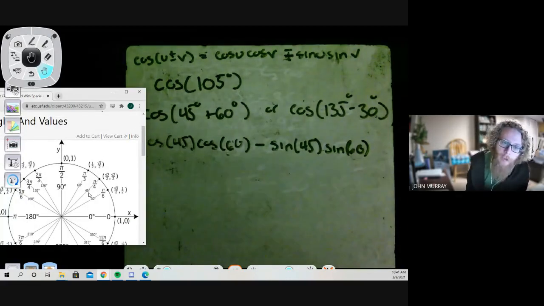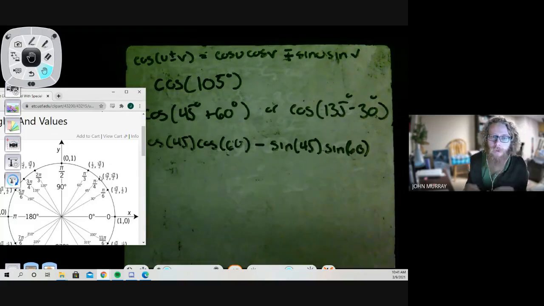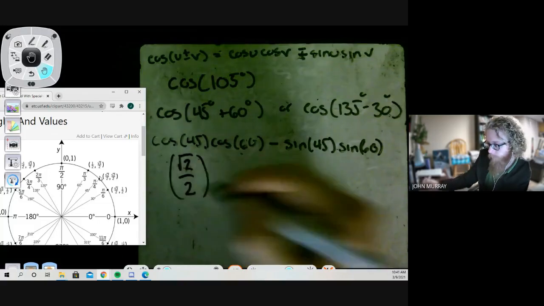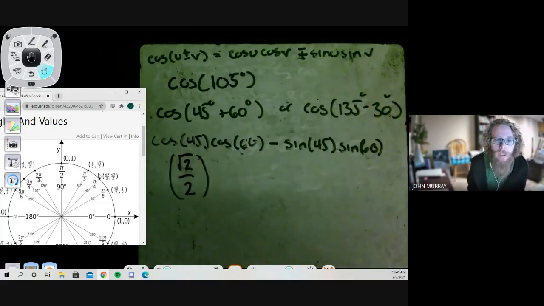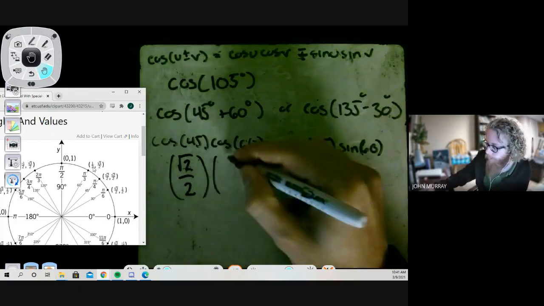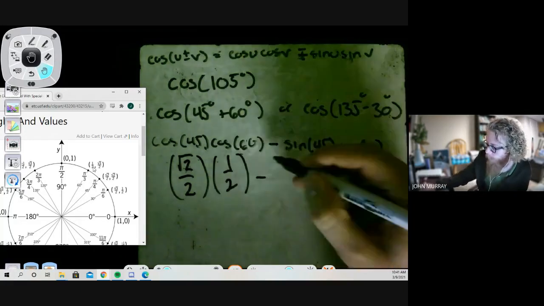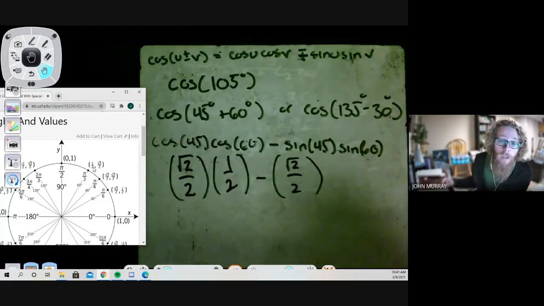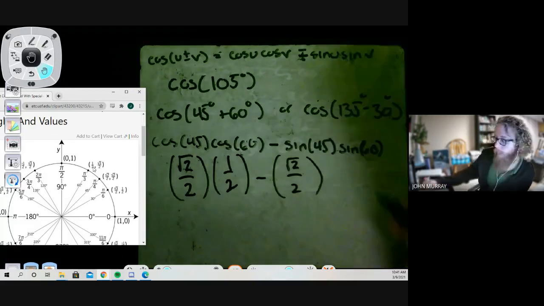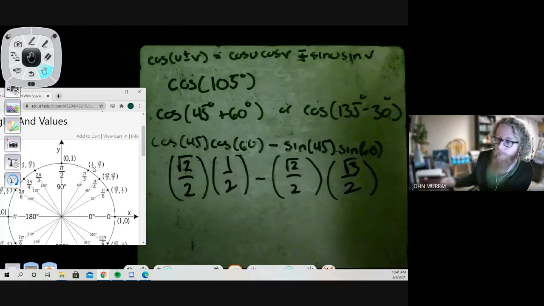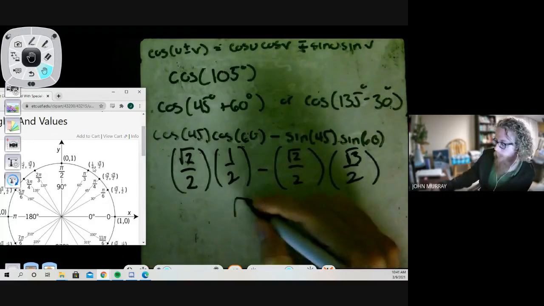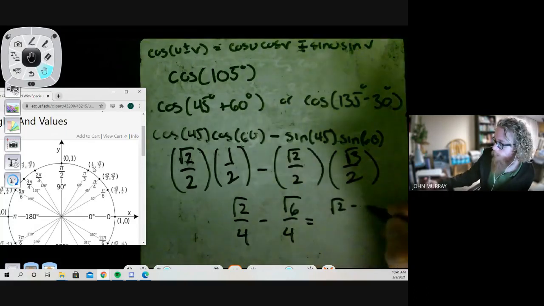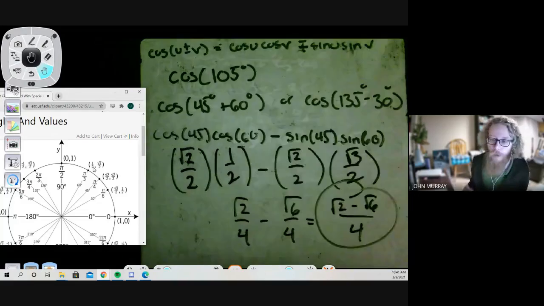All right, so the cosine of 45 is the x value of 45, which is root 2 over 2. The cosine of 60, which is the x value of 60, is 1/2. Minus the sine of 45, which is the same as the cosine, root 2 over 2, times the sine of 60, which now is root 3 over 2. And now we just simplify. So I get root 2 over 4 minus root 6 over 4. So root 2 minus root 6 over 4 is your answer.